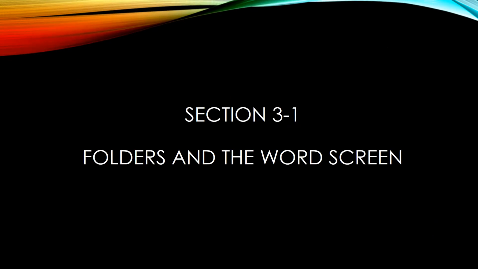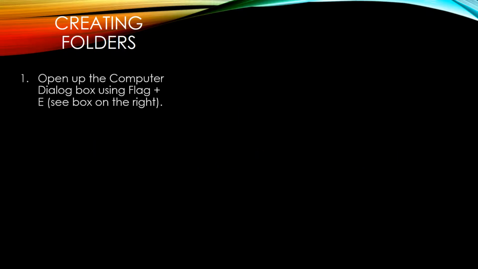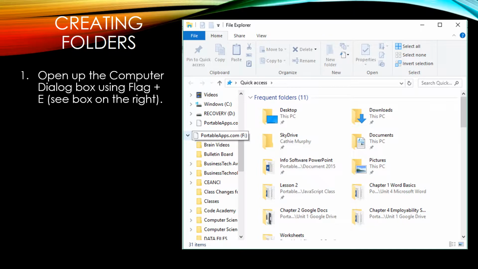Section 3-1, Folders and the Word Screen. Creating folders. Open up the computer dialog box using flag plus E keys. The flag key is located between the control key and the alt key on the left-hand side of your keyboard. The flag key is also known as the Windows key.